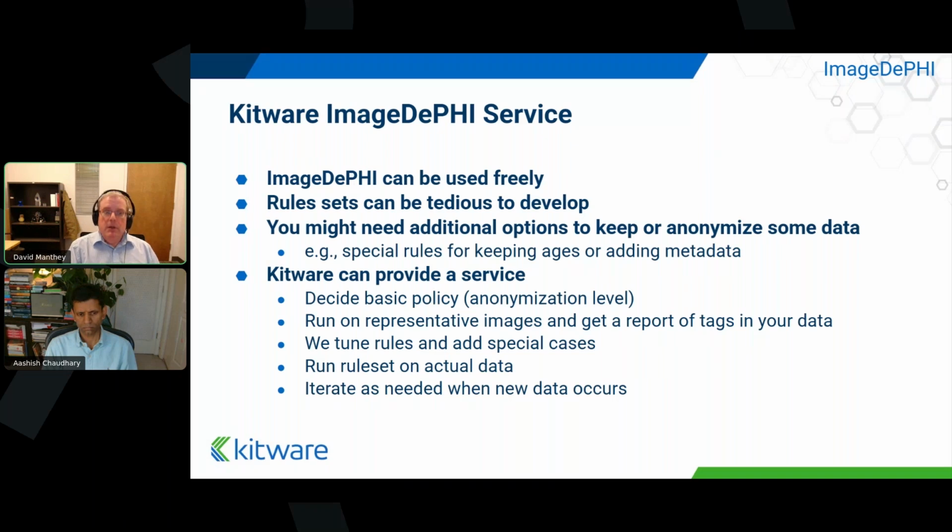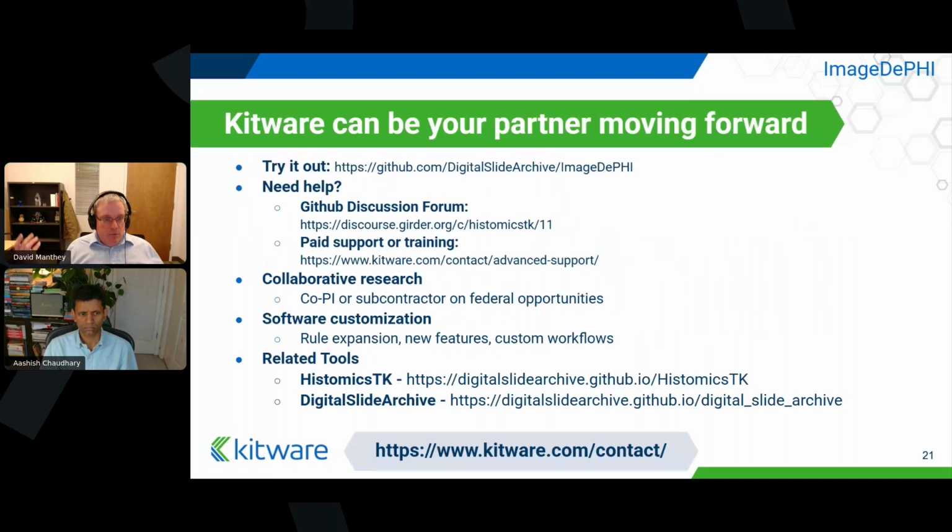We can do this as a service. We can decide the basic policy, the anonymization level you need, how we're dealing with dates, what we're getting rid of, what we're keeping. We can run this on representative images, get a report of tags that exist. Where does this data exist and what are you going to do with it? We can tune the rules and add special cases, and then we can run this on your actual data. If there's anything we missed, it'll come up and say, hey, we missed this tag. What do you want to do with it? This tag's surprising. It contains information we didn't expect. And then we iterate this as needed as new data occurs. And so Kitware can be your partner moving forward.